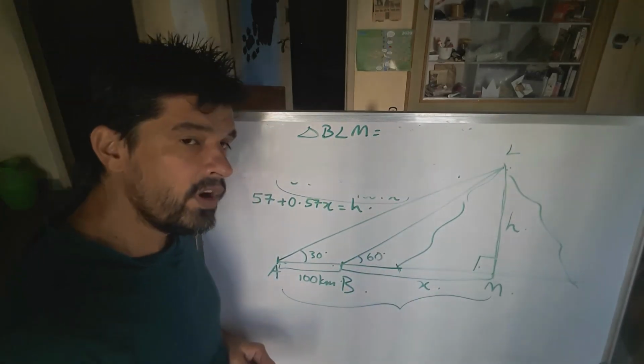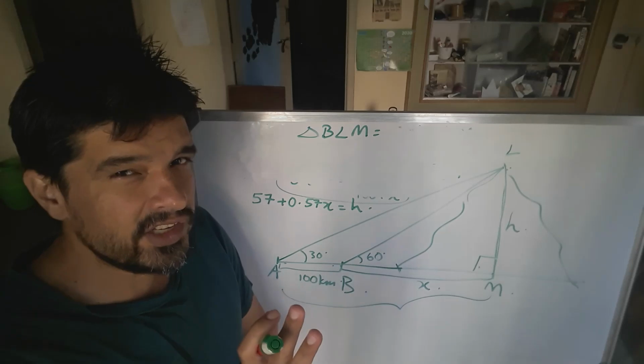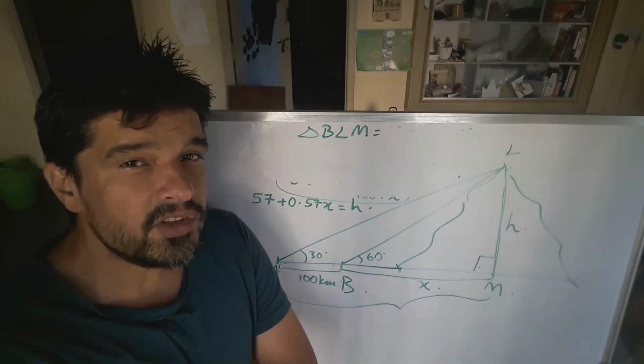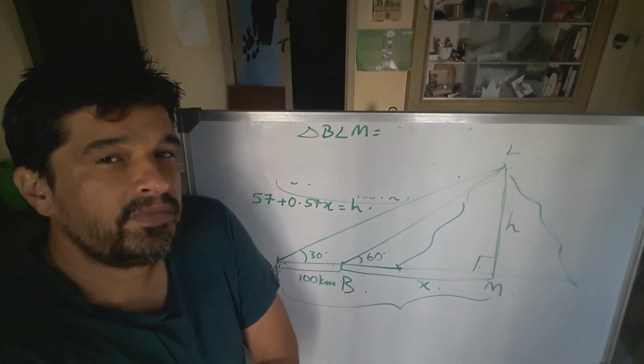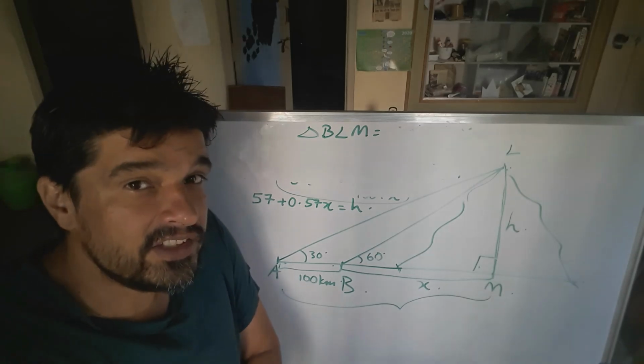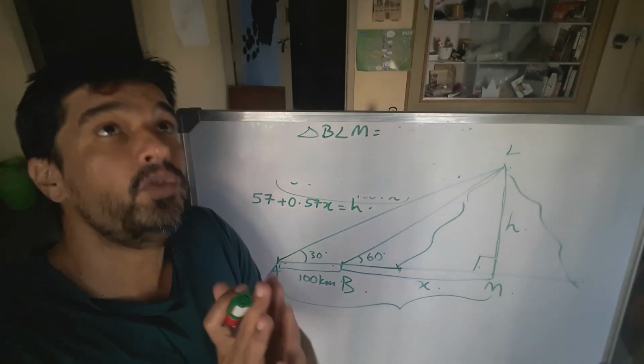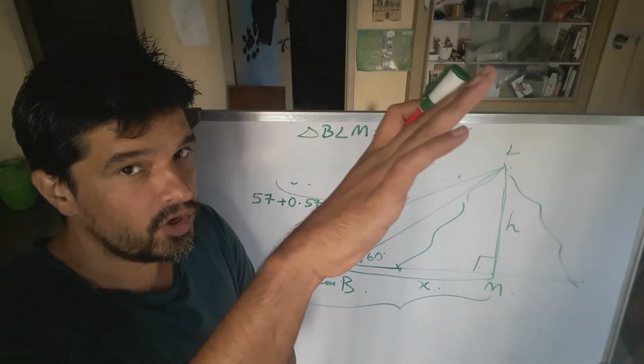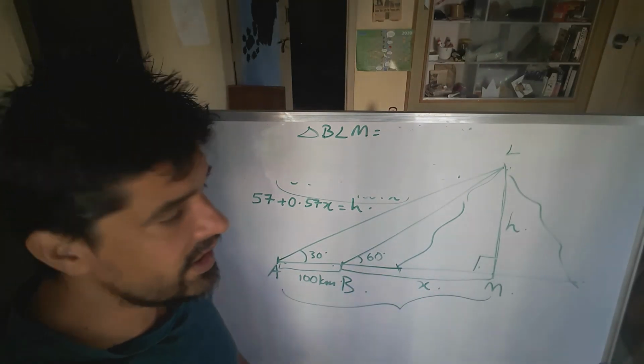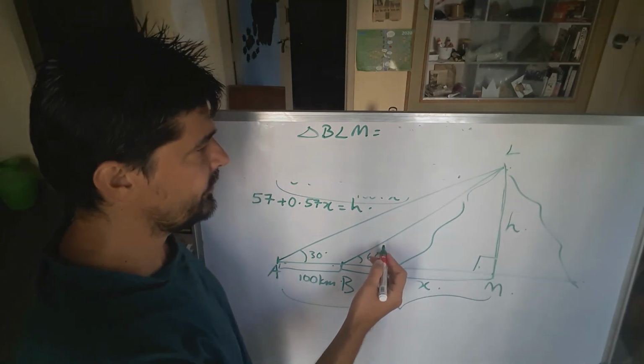Now in triangle BLM, you'll notice the angle has changed. Would the angle increase or decrease? What do you feel? Yes, students, the angle will increase. As you are going closer to the object, you have to look up even more steeply to see the object. So we just take an assumption. Let's say it is 60 degrees, the angle now.